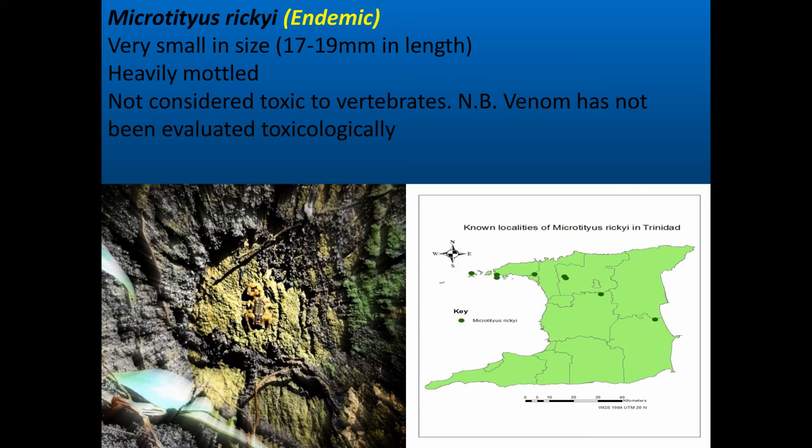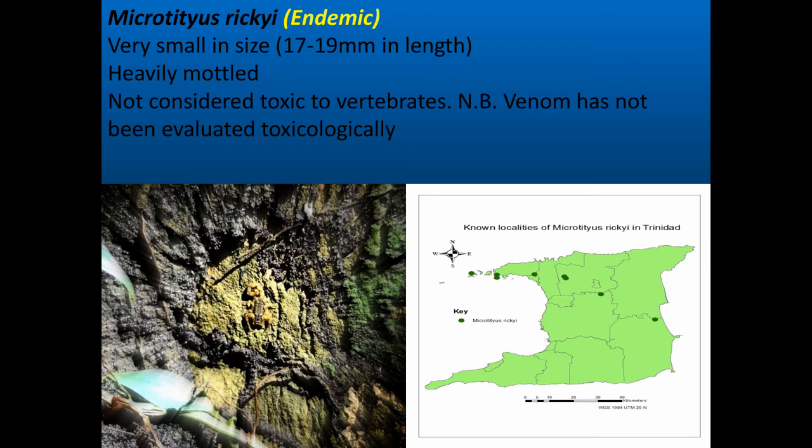So here we have a Microtityus rakai, which is also endemic to Trinidad and Tobago. It's one of the smallest species in the Western Hemisphere. And in the genus, we also have the first species of Microtityus, and it's the smallest scorpion in the world. They literally are what the name implies, micro. After the presentation, I'll share with you all, I have some live specimens there of Microtityus as well, and Tityus trinitatis, so you can see the size comparison and the differences among species.